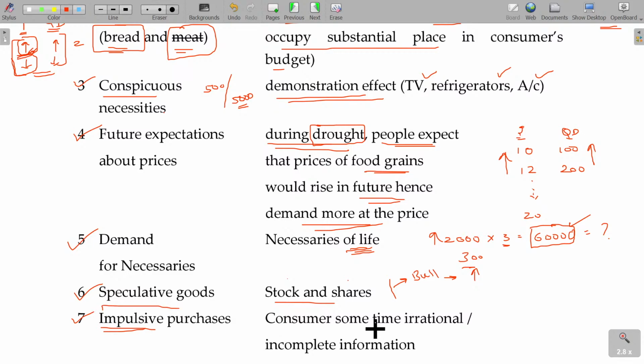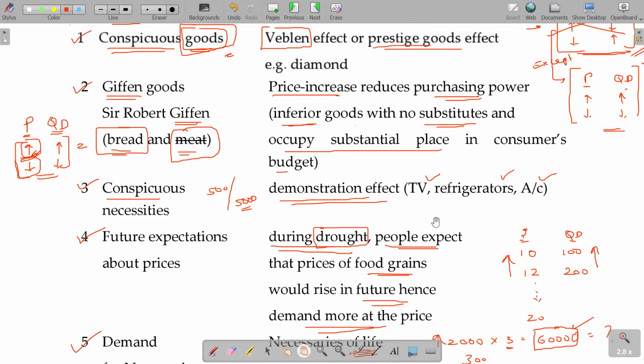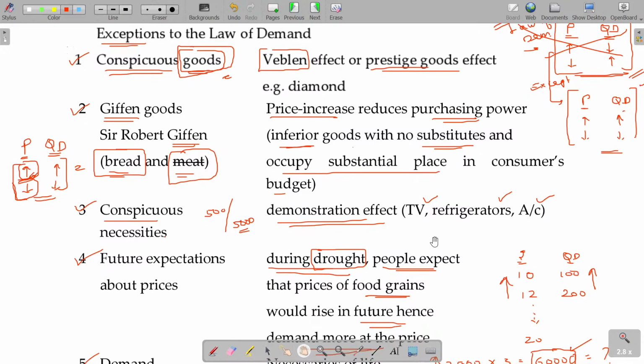Consumers are sometimes irrational, and we don't bother about whether we have complete information on whether to purchase or not. But we are tempted to purchase, so we will purchase. In these 7 scenarios, the law of demand will not work. Let me summarize again: the 7 exceptions to the law of demand.